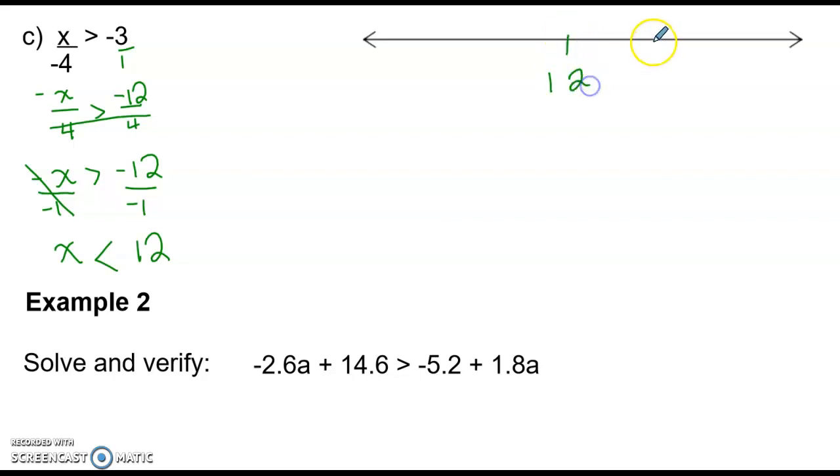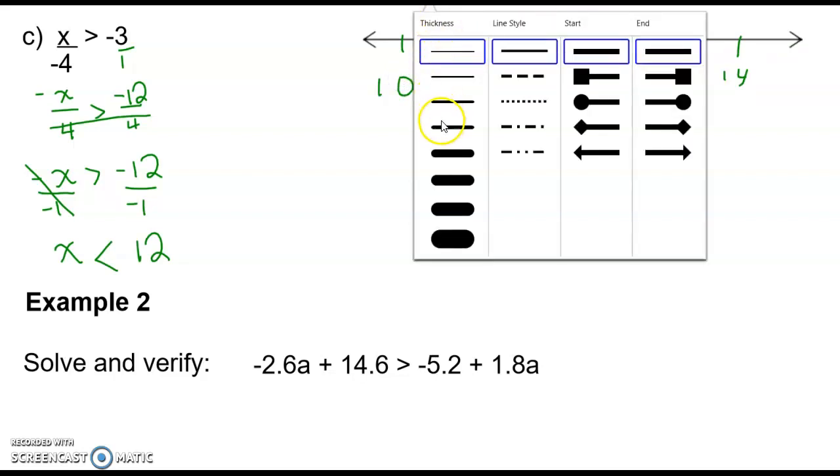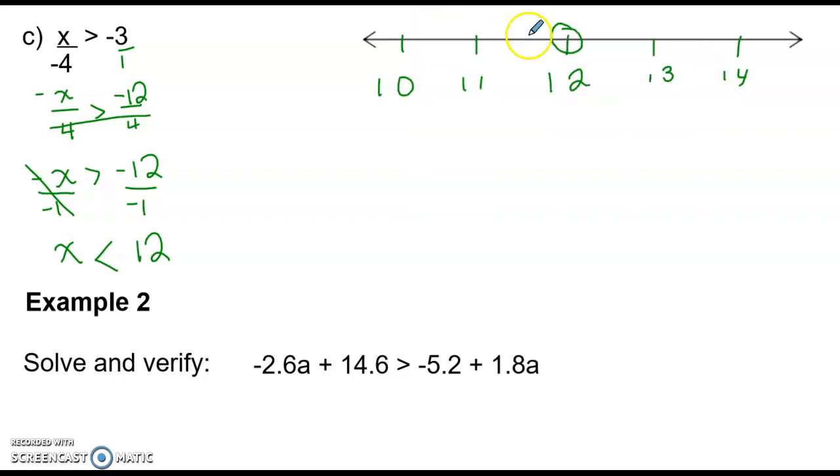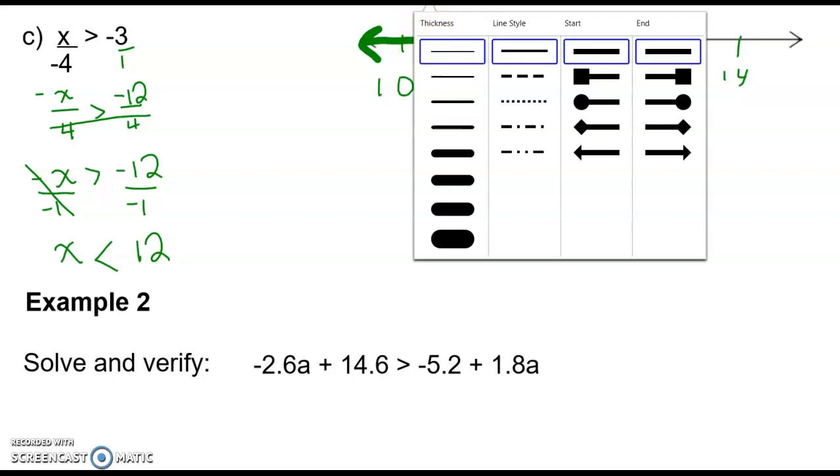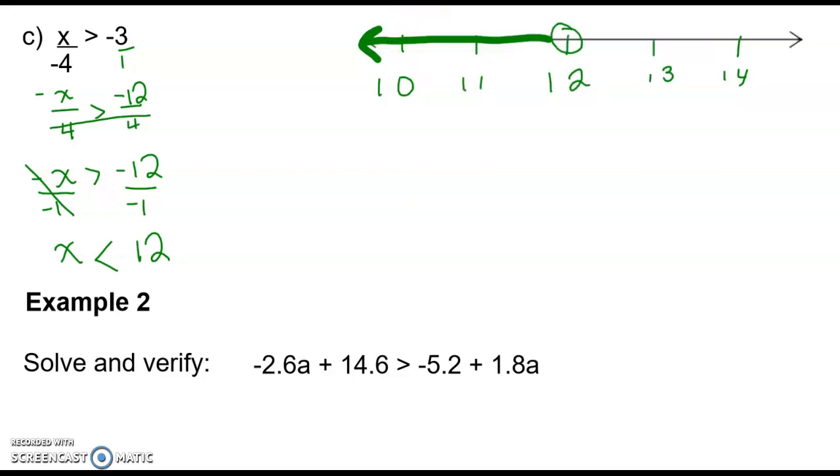I'm going to do my number line. I'm going to put a hollow dot at 12 because I don't have that line under the inequality. And x is now less than 12, so I'm going to shade to the left. And that's the solution to that example.